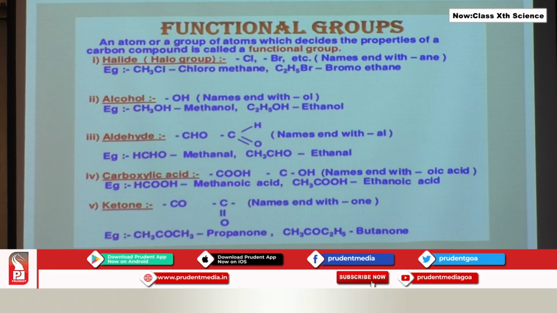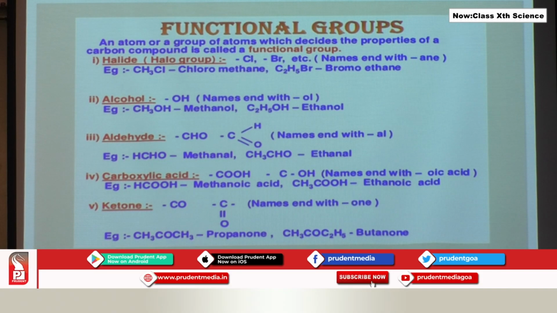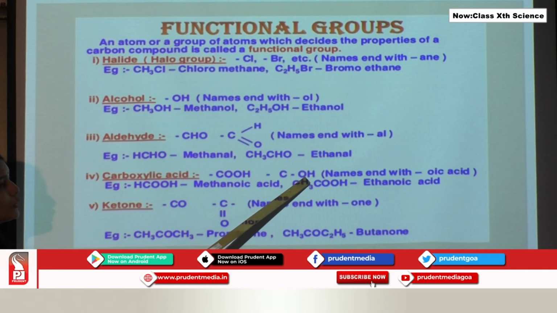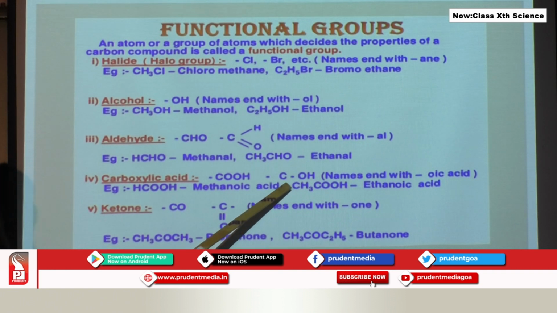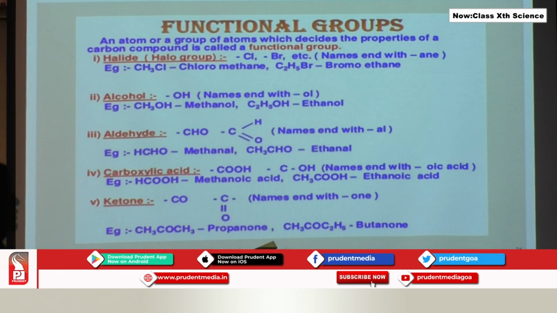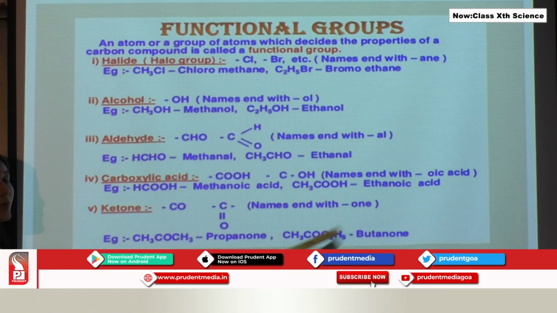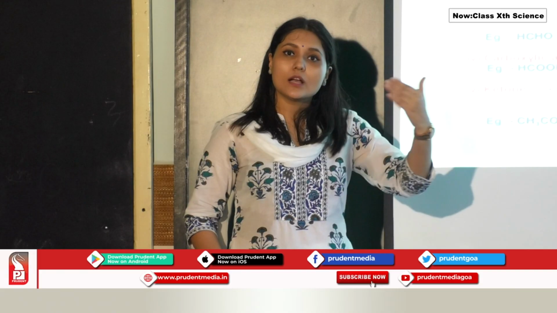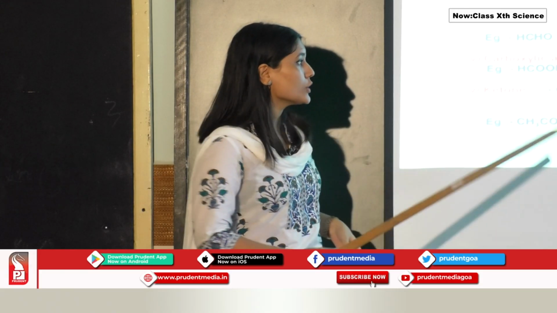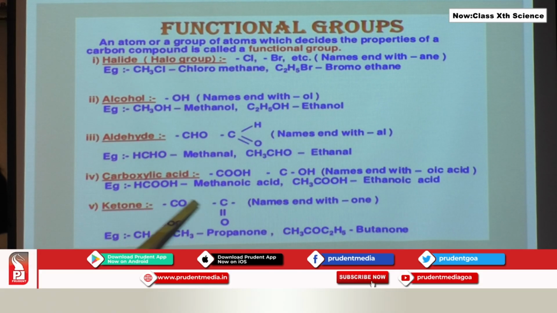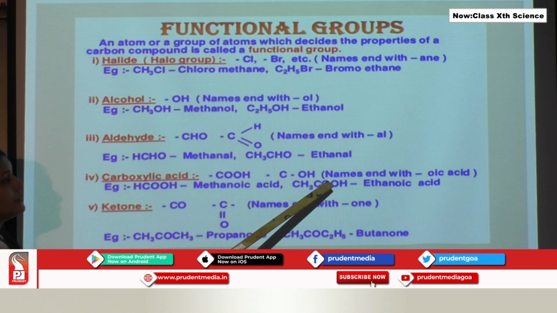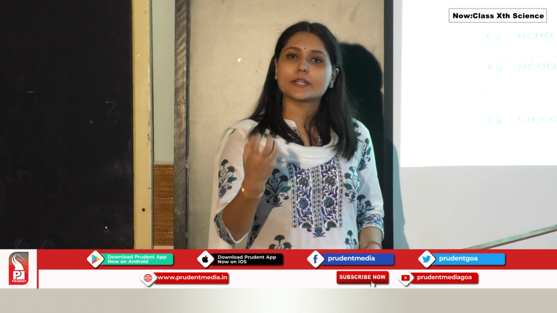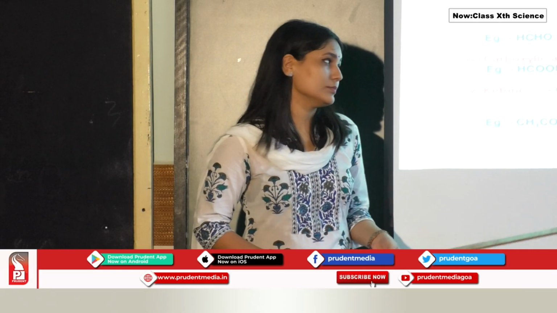The fourth functional group that we have is called carboxylic acid, that is COOH or C double bond O, OH. There is a double bond missing over here, it is C double bond O, OH. And its name ends with -oic acid. That means when you are going to write the name of the compound, it is going to be carboxylic acid, so -oic acid. So here are a few examples. This name is methanoic acid and ethanoic acid. You should be able to identify the functional group that is present in a particular compound.